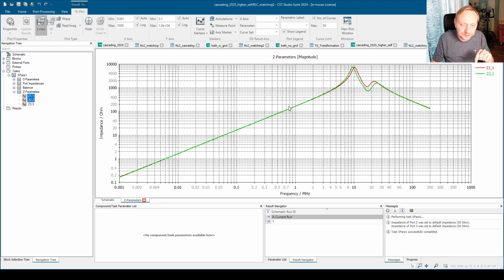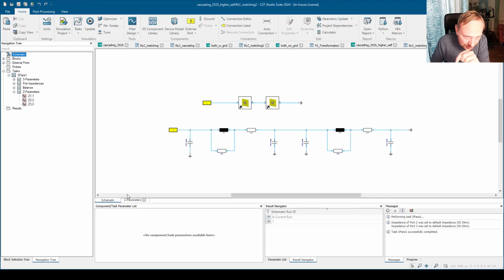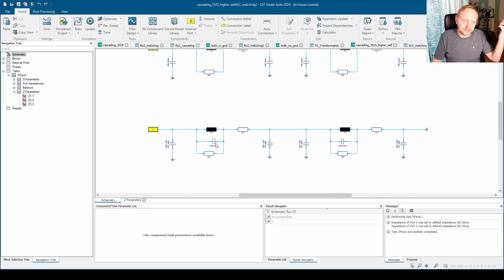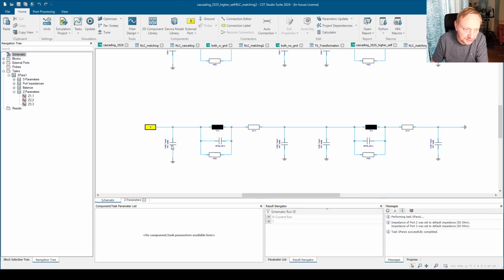Now the agreement becomes worse, and the reason is simply that the previous model was completely dominated by the capacitance of the traces towards ground, and the self-capacitance of the inductor just didn't play a role at all. But now, as I have increased the self-capacitance of the inductor, this simple model is not valid. So what do we need? Obviously, we need a model with the series and the shunt capacitances. And that's exactly what I did here.